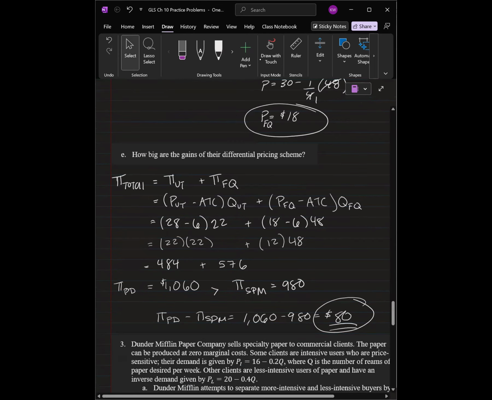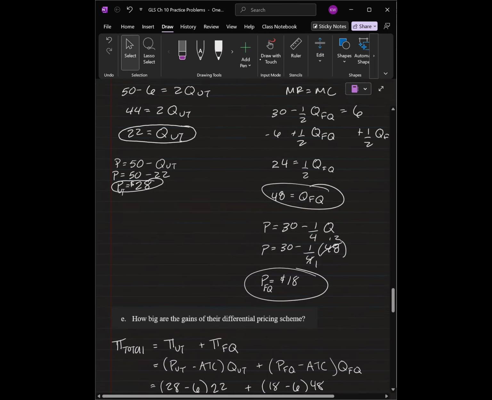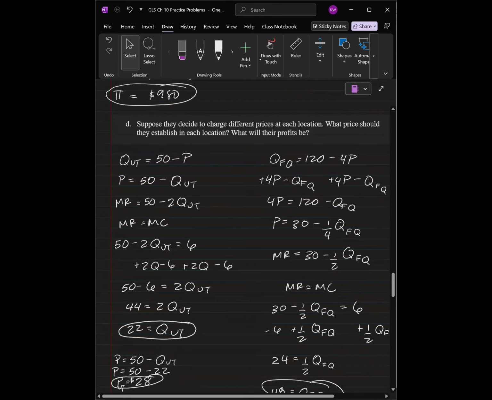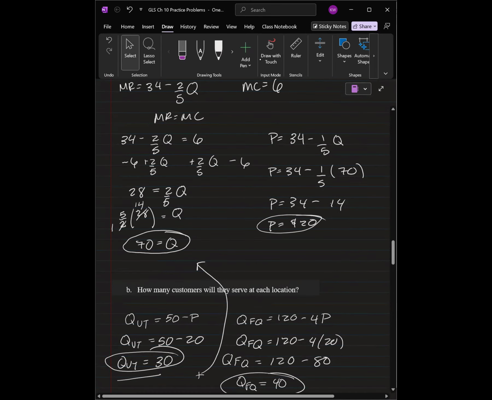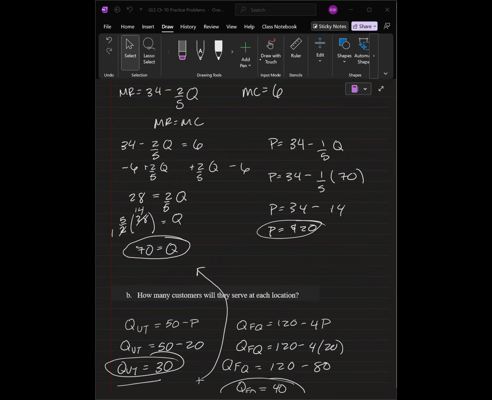These are problems 1 and 2 here that we've just done, covers the forms of direct price discrimination. I'm going to stop the video here, and then the next video will go through all the practice problems for indirect price discrimination.